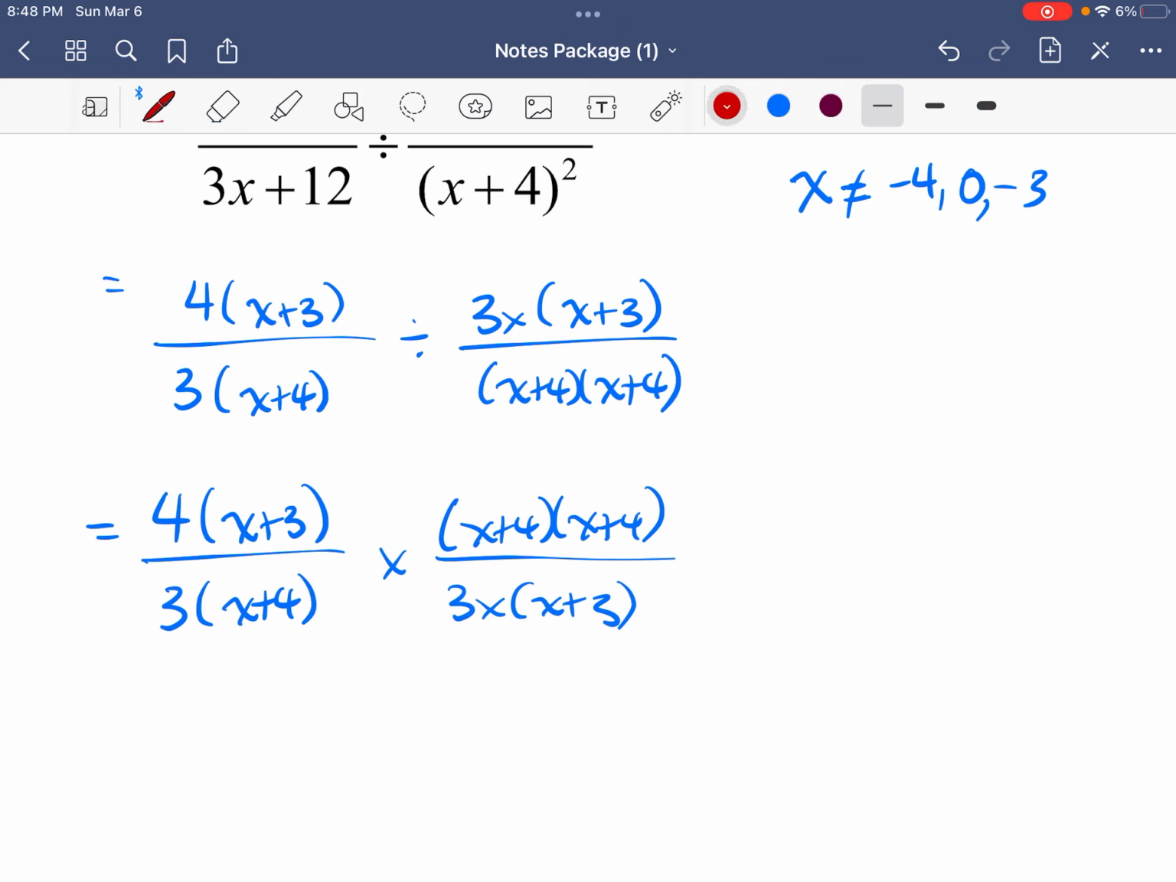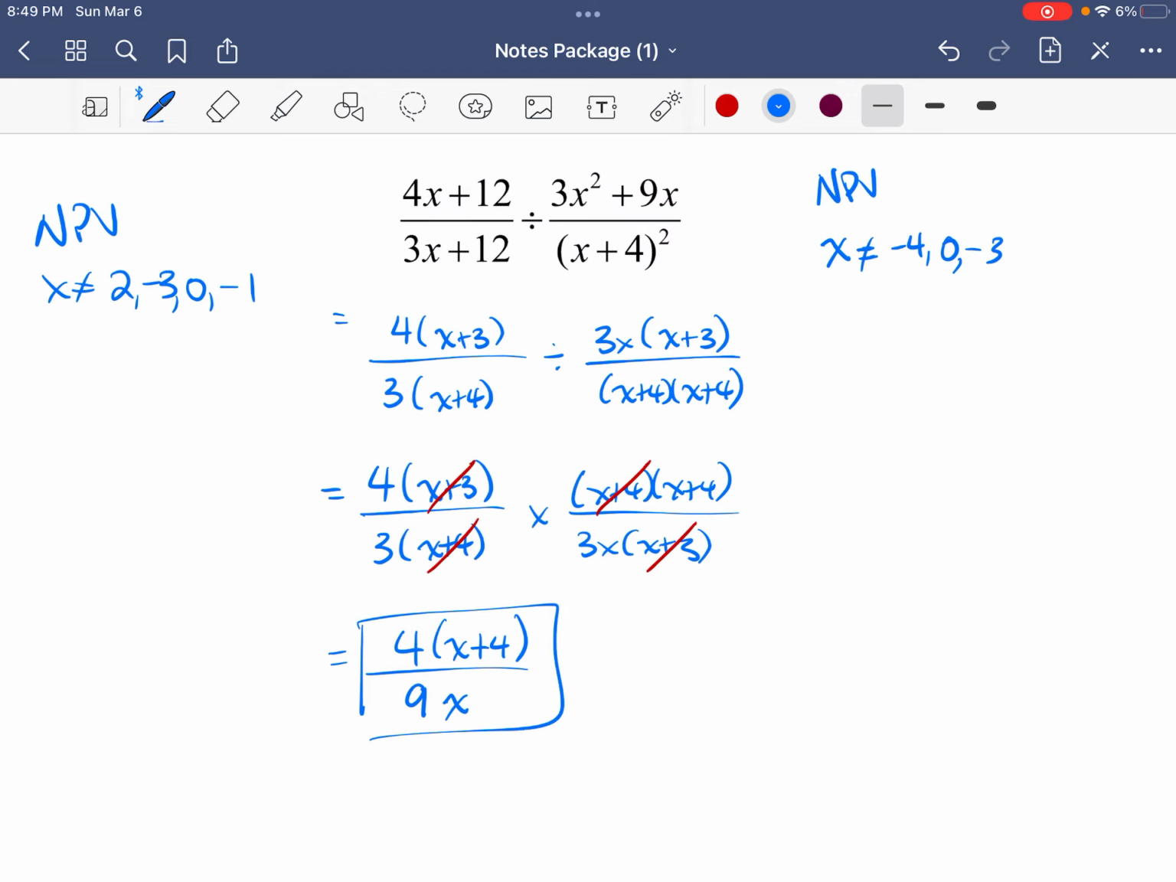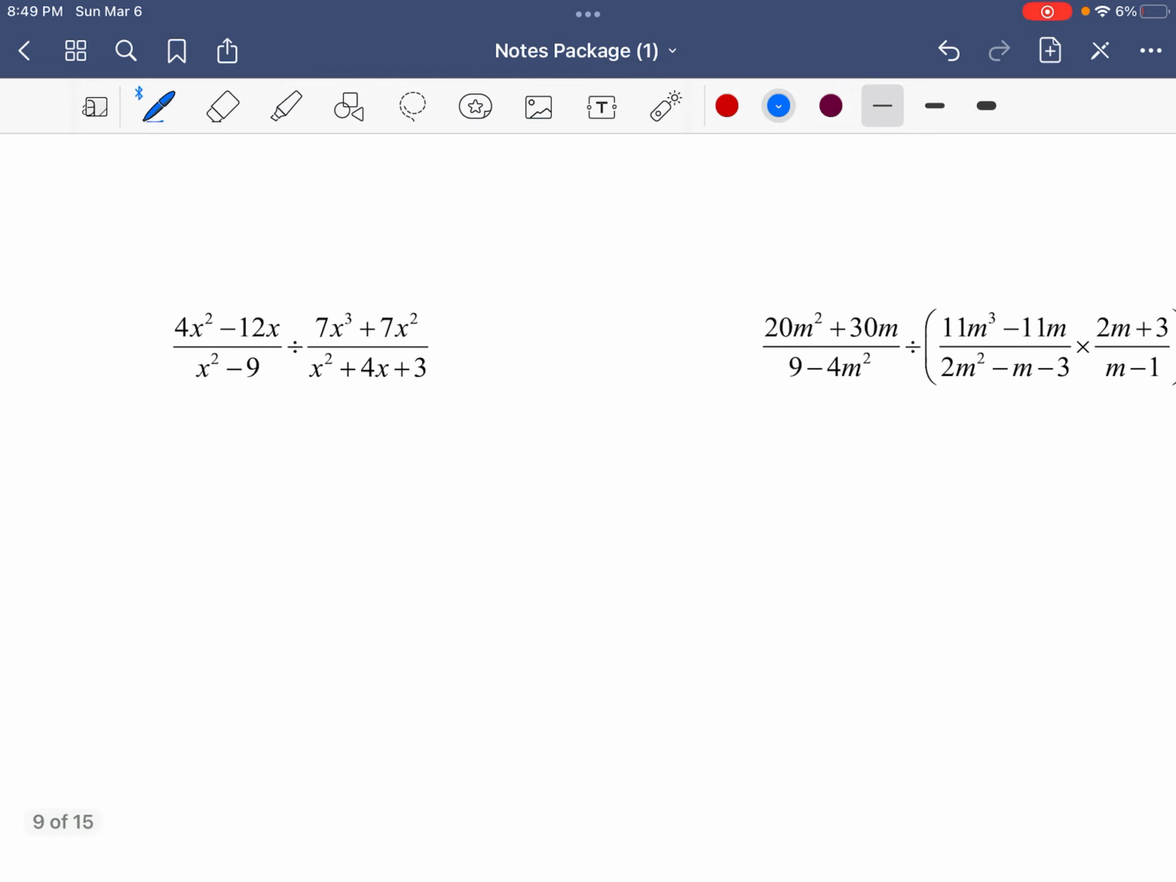Beautiful. Slash and dash in time, x plus 3, x plus 3, x plus 4, x plus 4. And that's it. So we are left with 4 and x plus 4 in the numerator, and then 3 times 3x, which is 9x in the denominator. Wonderful.